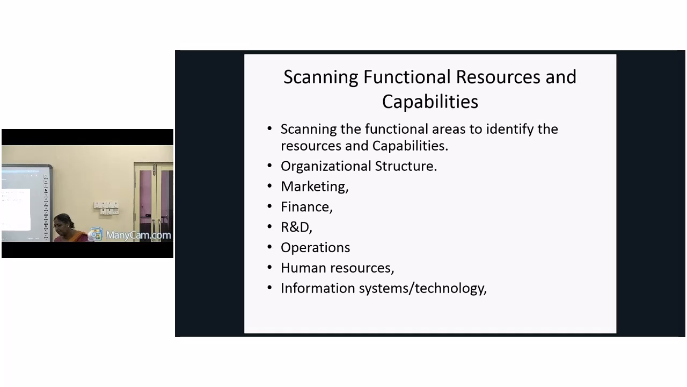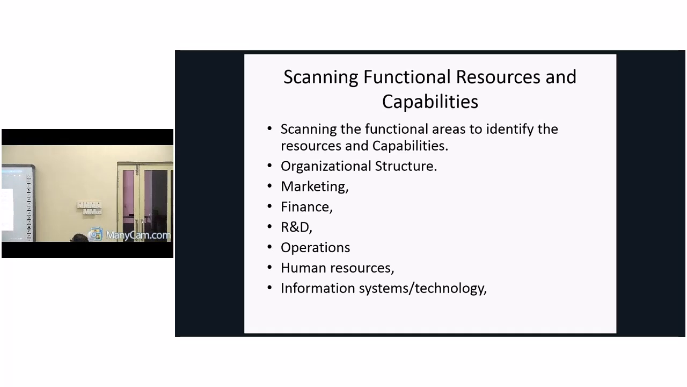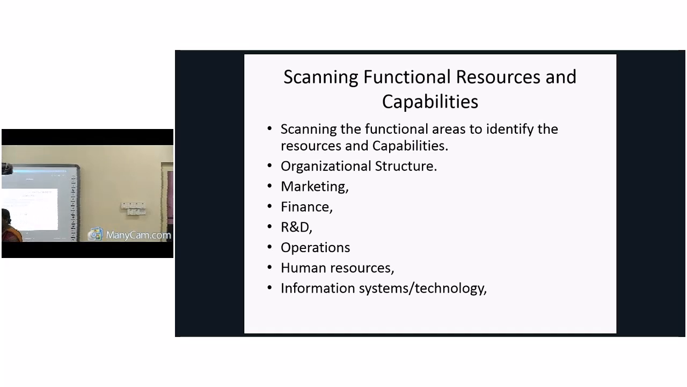Look at each department separately and identify what are the specific core capabilities and resources residing within each department. That is, scanning goes up to the second level. So, organizational structure, human resource, finance, operations, information systems, each department separately.